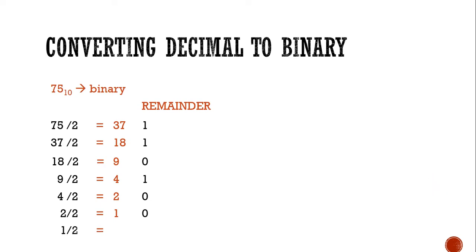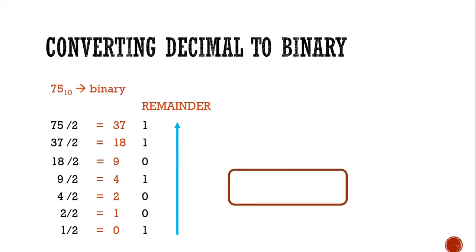And this time 1 divided by 2 is equal to 0 with a remainder of 1, so we have to write 1. So at this point we have reached 0, so we have to stop the procedure of the successive division method. So the next thing to do is collect all the remainders from bottom to top.